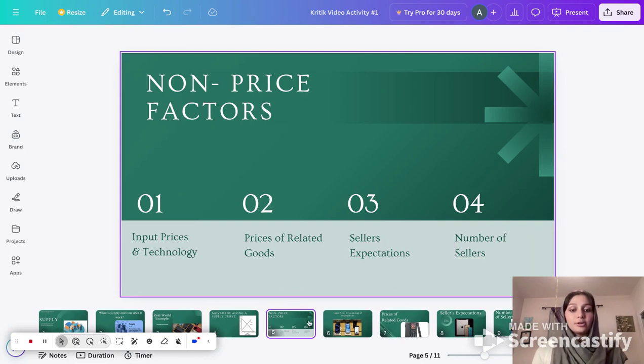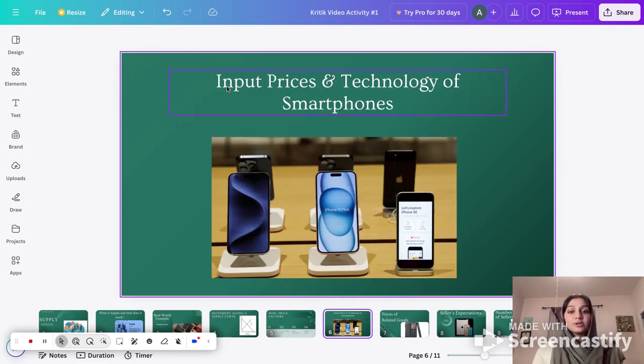But the non-price factors are these four main factors that we're going to be discussing. The first thing is input prices and technology. Right now, one of the more expensive input prices is the processor and developer of these iPhones, and because technology is advancing, it gets harder to make iPhones with cheaper things. And so there's less iPhones that are getting ready to sell, which causes a shift left of the supply curve.